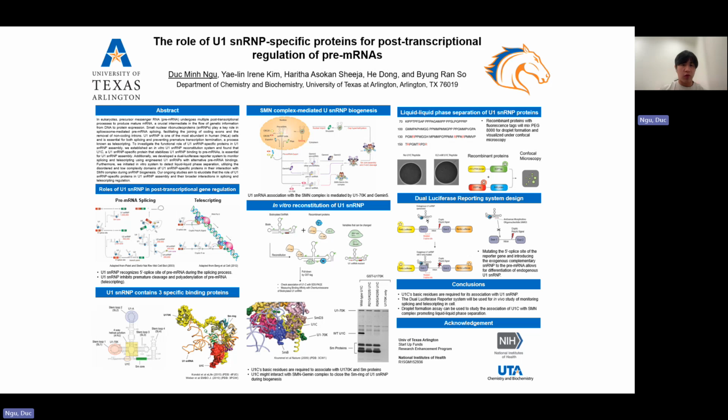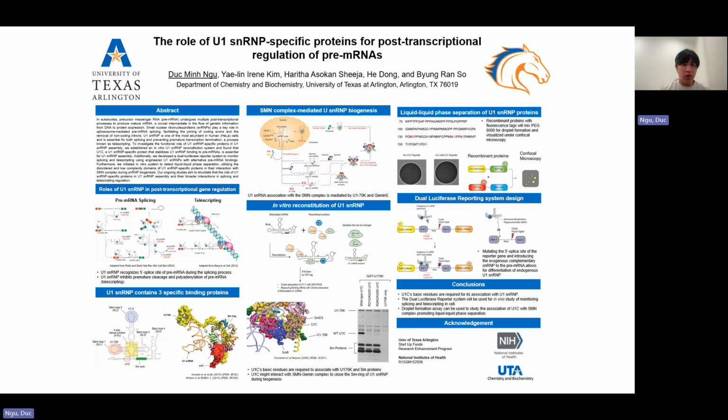My study will focus more on U1C, to see how U1C associates with U1 snRNP during its biogenesis. We developed an in vitro reconstitution of U1 snRNP by combining U1 snRNA with recombinant protein and Sm proteins, and then looking at Western blots with immunoprecipitation to see if U1C can associate with U1 snRNP.